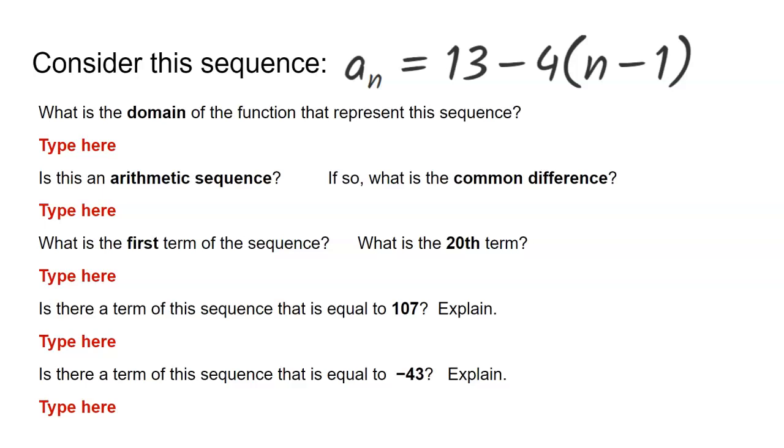And if so, what is the common difference? What is the first term? What is the 20th term? And is there a term that equals 107? Is there a term that equals negative 43? My suggestion is do not discuss this as a class, at least not initially.